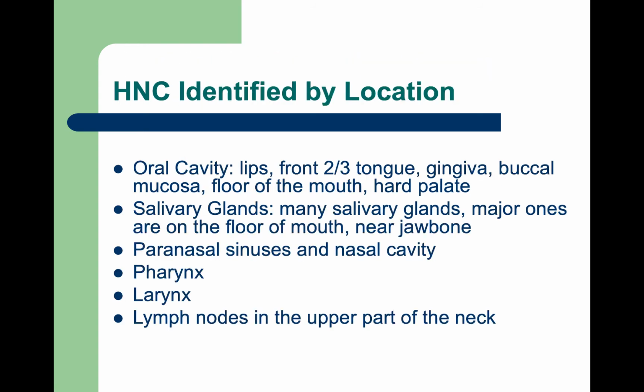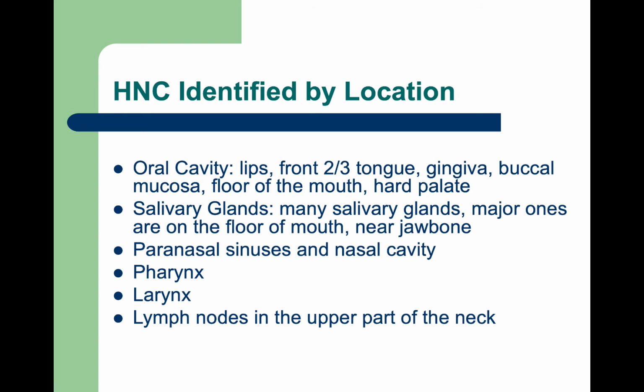So head and neck cancer is identified by the location of where it's growing. So it might be in the oral cavity. So as you see, the lips, the front 2/3 of your tongue, the gingiva, also known as your gums, could be in the buccal mucosa, so inside your cheeks. It could be the floor of the mouth, underneath the tongue, and also on the hard palate.